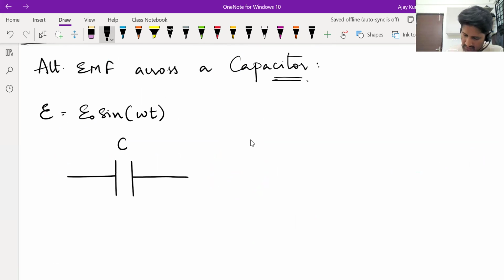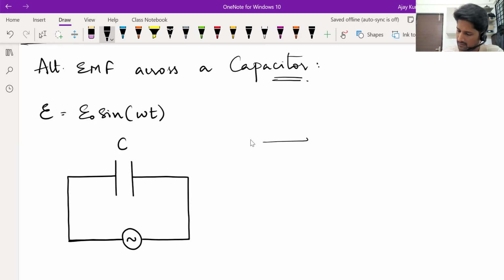Assume there is a capacitance C and you connect an alternating voltage to it. Basically, what happens when you apply a voltage across the plates of a capacitor? Generally, alternating or not, consider direct voltage only, constant voltage. Current flows through.